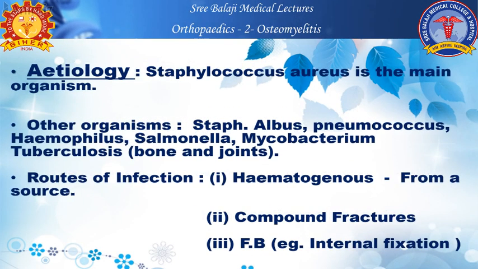So etiology: the common organism causing osteomyelitis is Staph aureus. That is the main organism. About 70% of infections are by Staph aureus. And other organisms which can cause osteomyelitis are Streptococcus and pneumococcus. Haemophilus is a common organism found in children. And specific osteomyelitis can be caused by specific organisms like Salmonella and Mycobacterium tuberculosis.